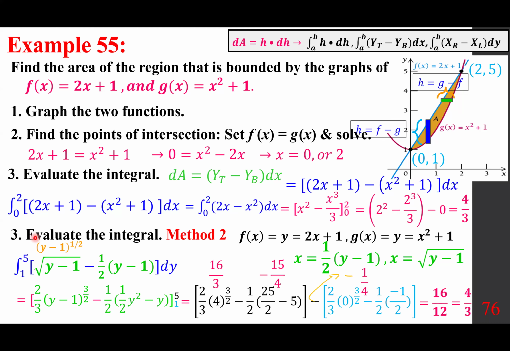This is the second method. And not every question can be done by two methods. So I highly recommend you take a look at this one and see how interesting it is that we can do it both ways.